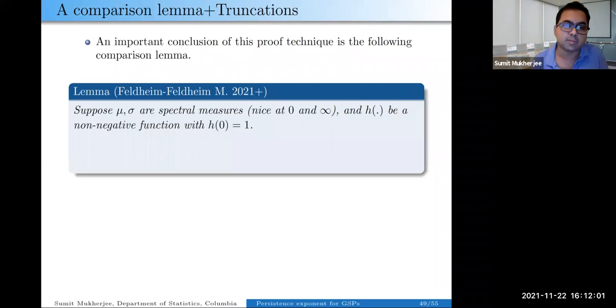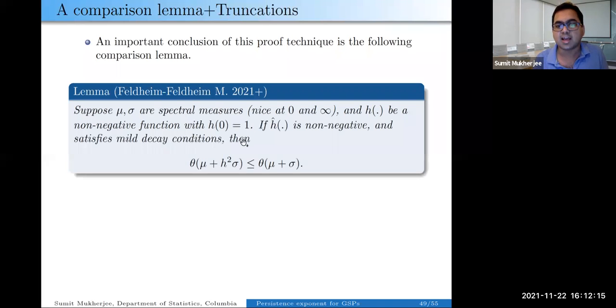Suppose mu and sigma are spectral measures which are nice near 0 and infinity. In fact, you don't need sigma to be nice near 0. You just need mu plus sigma to be nice near 0. But let's keep this assumption for now. And let h be a non-negative function which is 0 at 1. And suppose your h hat, your Fourier transform, is non-negative and it satisfies some mild decay conditions, then I can do this comparison, right? So then one can do this comparison.